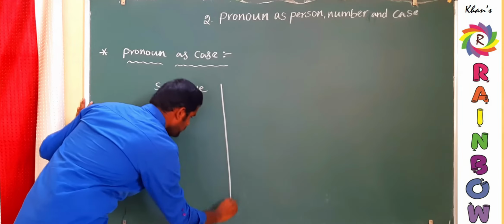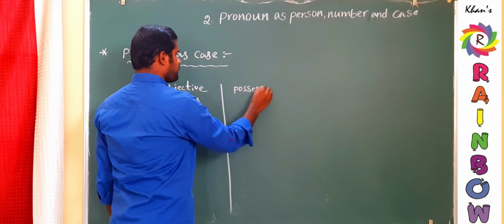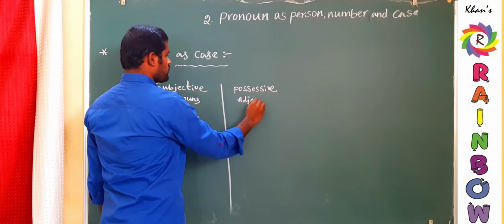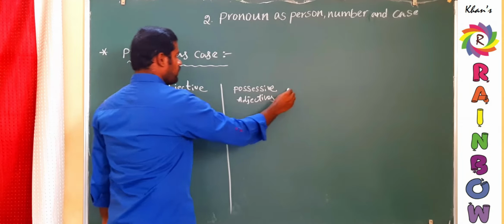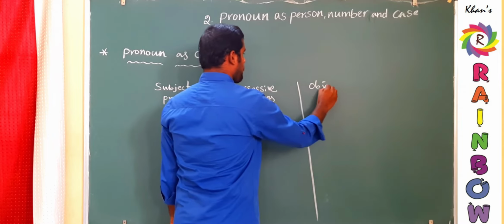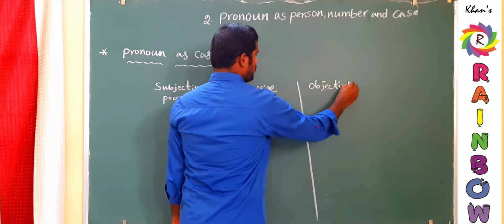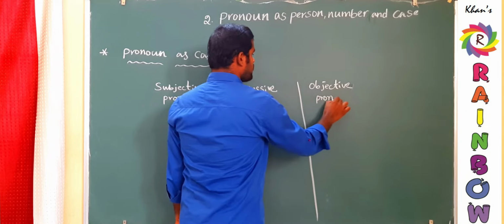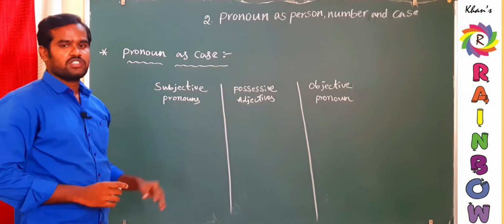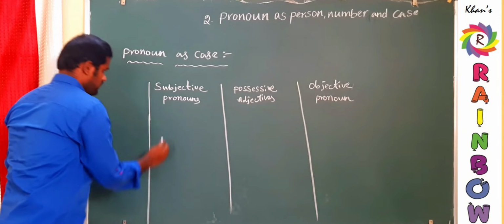And the second one is possessive. Possessive pronouns are possessive adjectives. And third case is objective pronouns. These 3 cases are very important. And there is a 4th case also, that is reflexive case, which is not mandatory now. Let us discuss in detail about these cases.